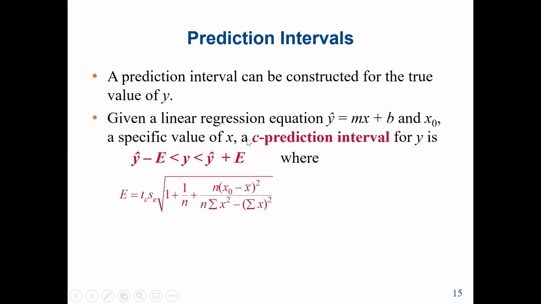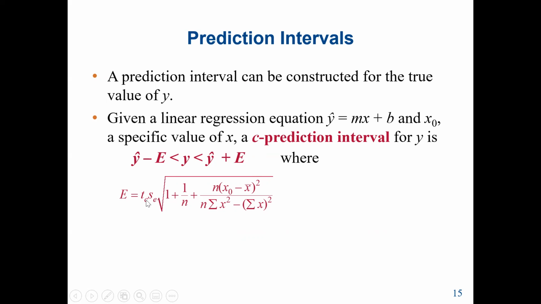So a prediction interval can be constructed for the true value of y. Given a linear equation, y hat equals mx plus b, and we know x0, a specific value of x, a c prediction interval for y is given as follows. y should be less than y hat plus E and greater than y hat minus E. So it will fall in this range, where again E is given as follows.